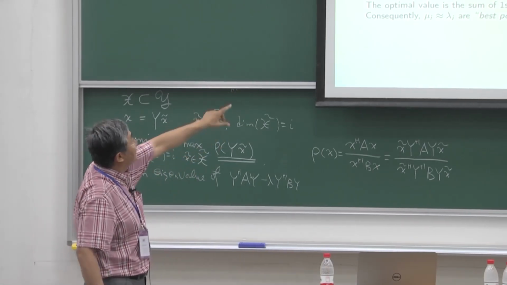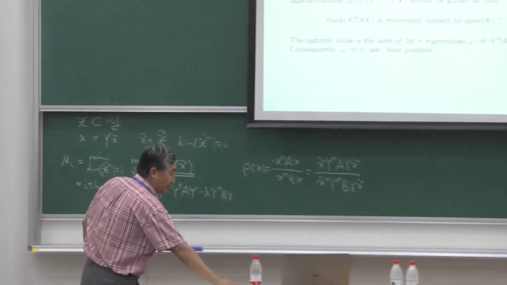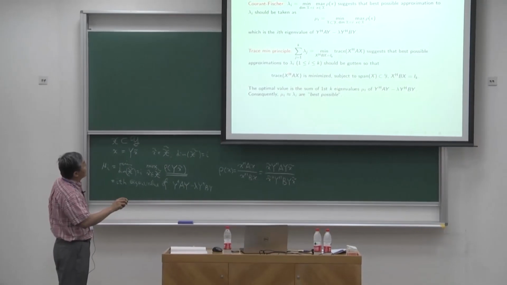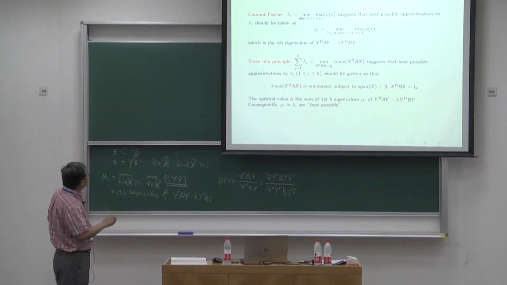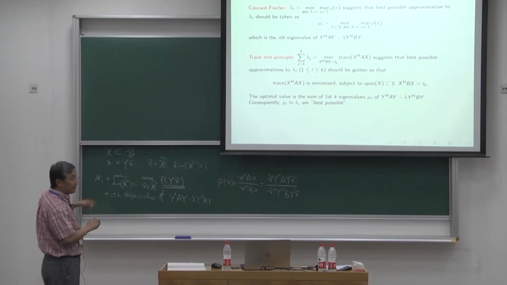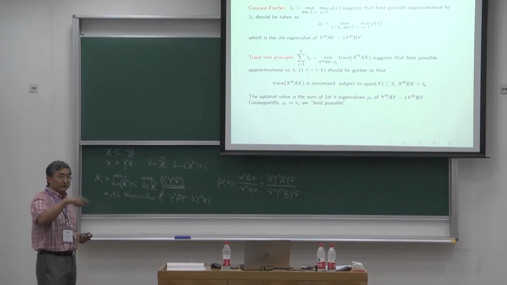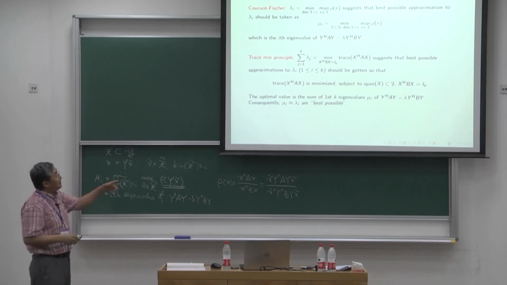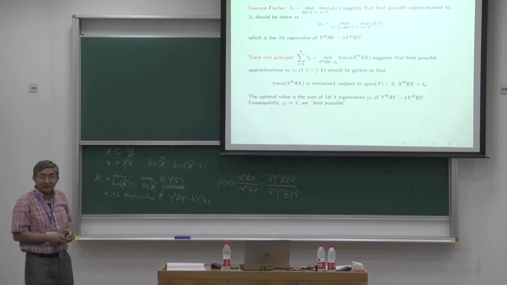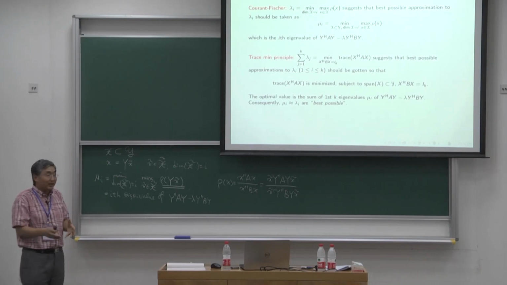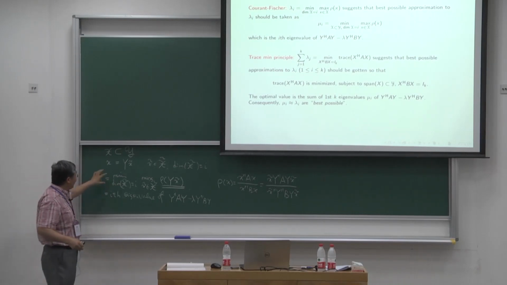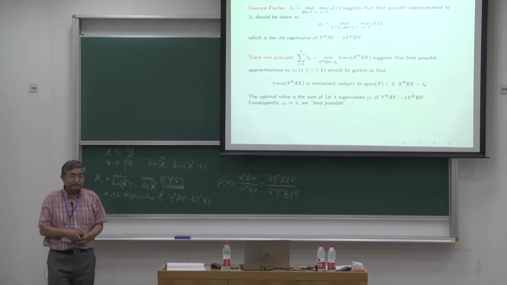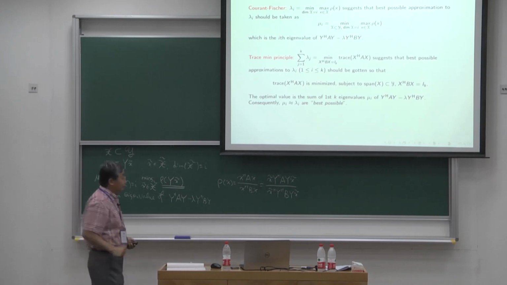Now the other one is very similar. Again, you write capital X as Y times another capital X tilde with k columns. Plug in, and then look at the trace min principle. Compared to that, you discover this sum becomes the sum of eigenvalues of this projection. So that's a big thing.